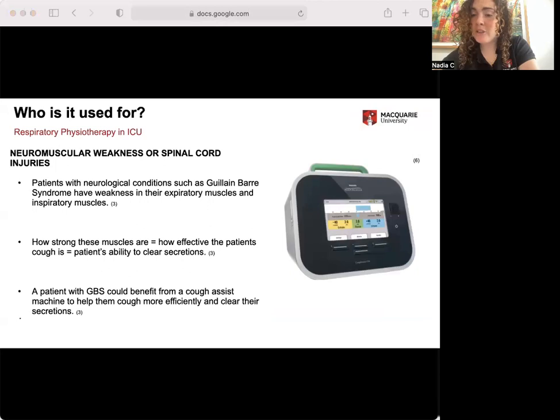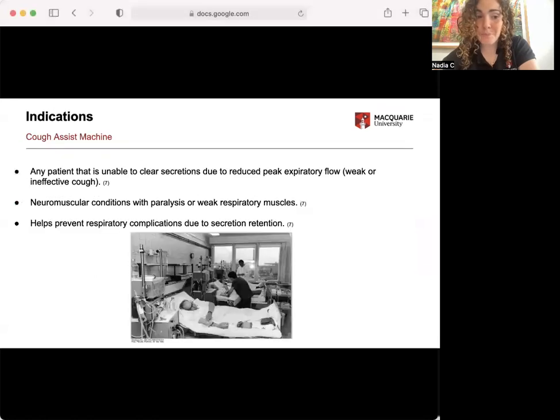So the main population the Cough Assist machine is used for is patients with neuromuscular weakness and spinal cord injuries. For example, patients with neurological conditions such as Guillain-Barré syndrome often have weakness in their expiratory and inspiratory muscles. The strength of these muscles is associated with the effectiveness of the patient's cough, which leads to whether they are able to clear their secretions effectively.